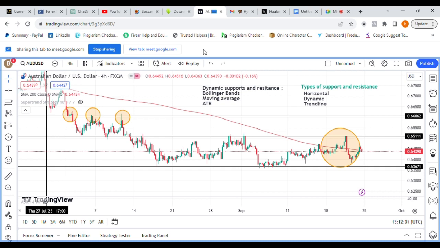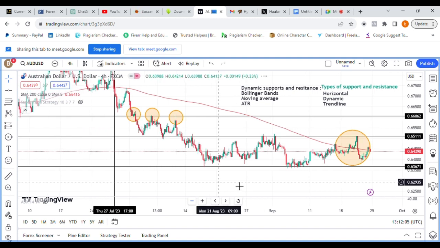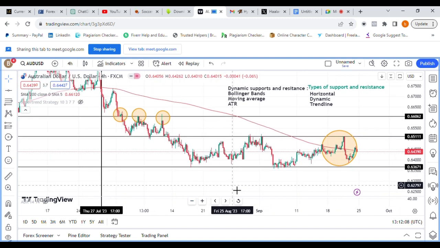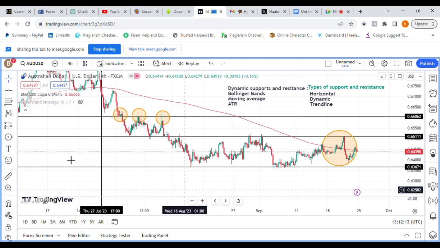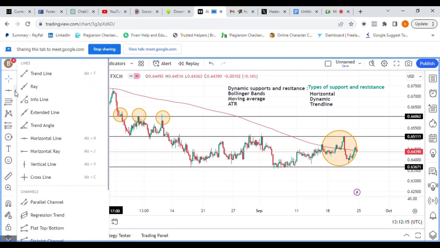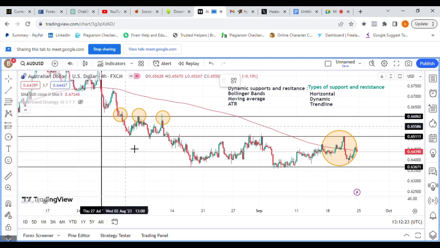That's for the dynamic. Then for the trend line, we know this is a downtrend normally, so the trend line is just going to be confirming what we already know. For a downtrend, you pick up a trend line and draw from the lower highs. You connect the lower highs for a downtrend. For an uptrend, you connect the higher lows.